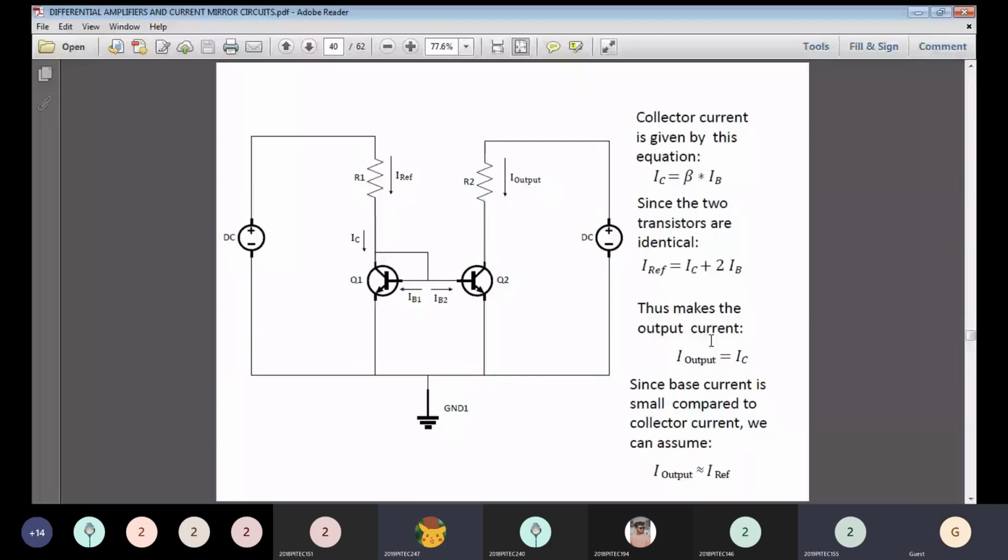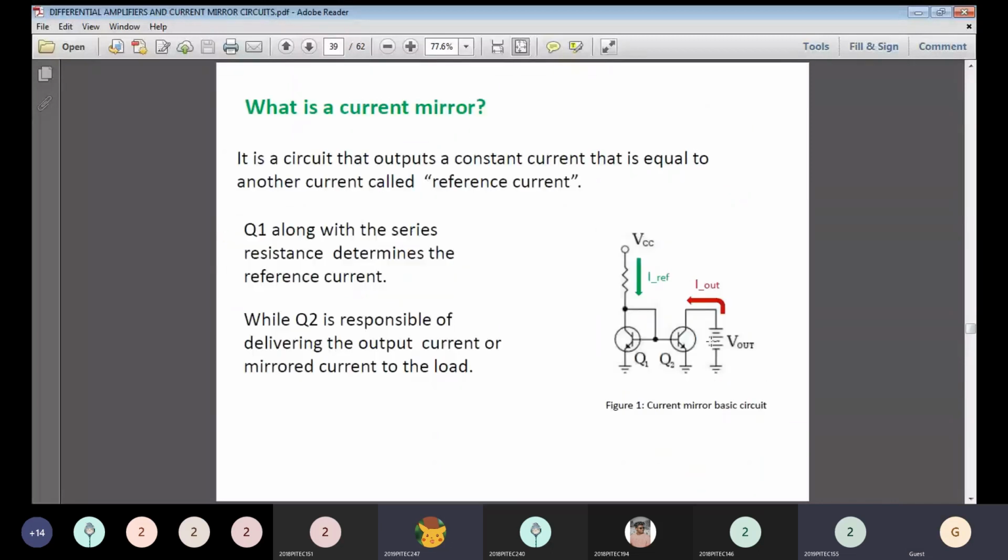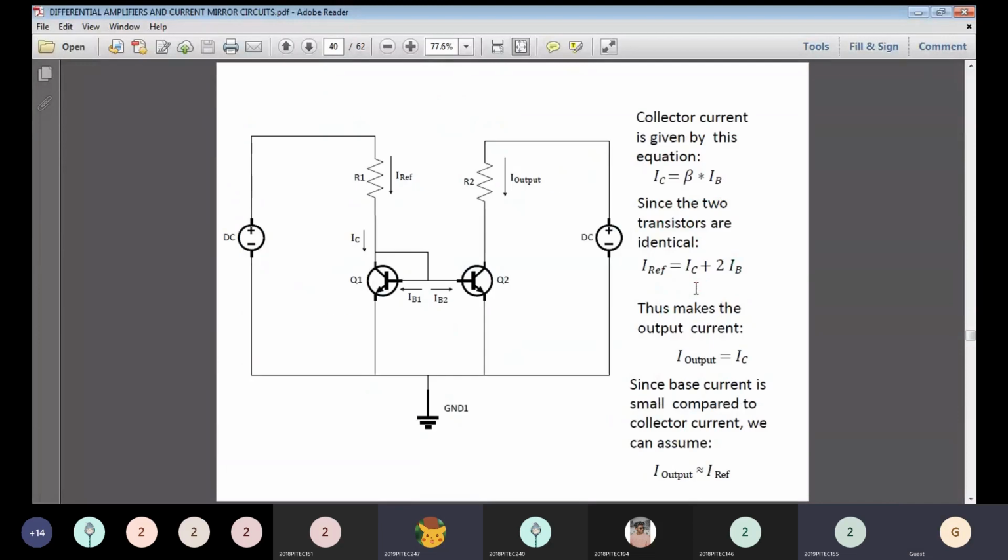So this is the equivalent circuit for the current mirror circuit. In the current mirror circuit, the green indication is the reference current and the red indication is the collector current, that is, the output current. That is mentioned here across the resistor R1 and across the resistor R2.